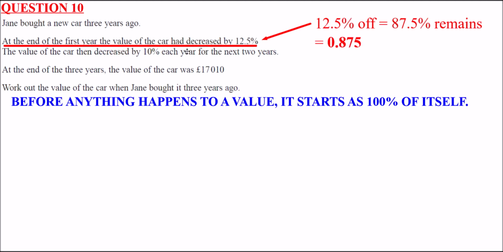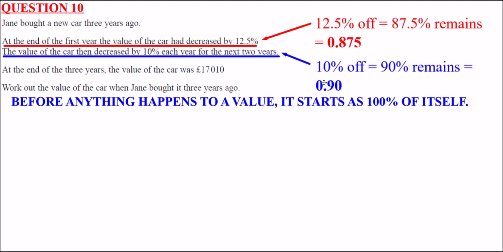But then for the next 2 years, things change. So the value of the car then decreases by 10% each year for the next 2 years. So if it decreases by 10%, then 10% off means 90% is left, and in the same way as I just showed you, the decimal multiplier for that would be 0.90, which is actually 0.9. I've put it as 0.90 so you can see the relationship between the percentage and the decimal.